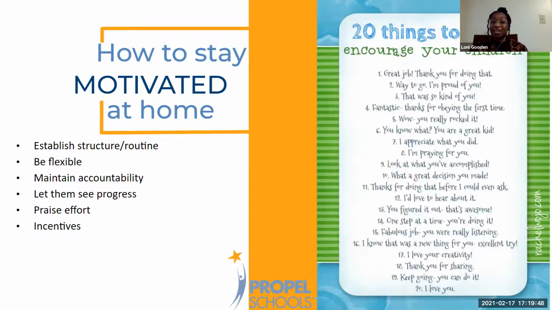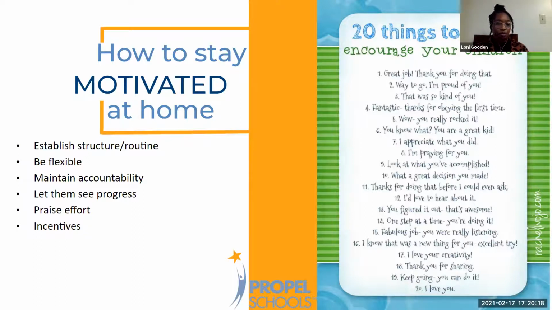While establishing structure and routine, you also want to be flexible. Things change every day. As we know now, we've had a lot of snow days and things like that. So just try to be flexible if possible. Sometimes just have them take a break or things like that. Just be open to being flexible, because that is something in school we try to do too, with brain breaks. I know a lot of teachers do those, just to break up the day a little bit.